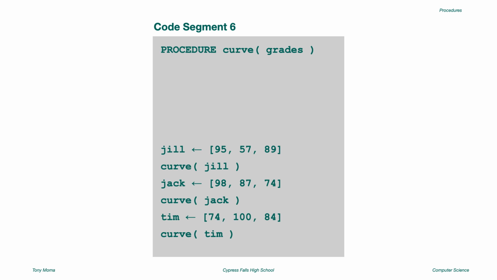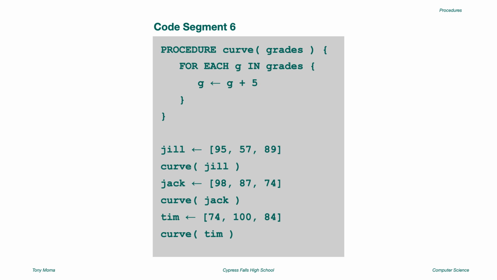Here, curve only needs one parameter. It's going to be a list of numbers, and we're going to name it grades because that's what the numbers represent. They represent grades. Then inside the body of the procedure, we're going to use a for each loop to curve each grade in that list by 5. Or in other words, increase each grade in that list by 5.